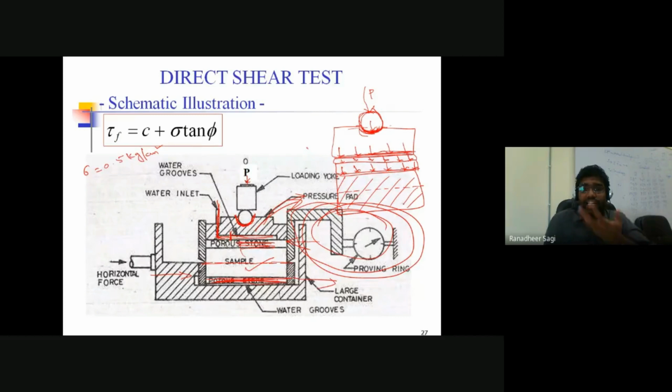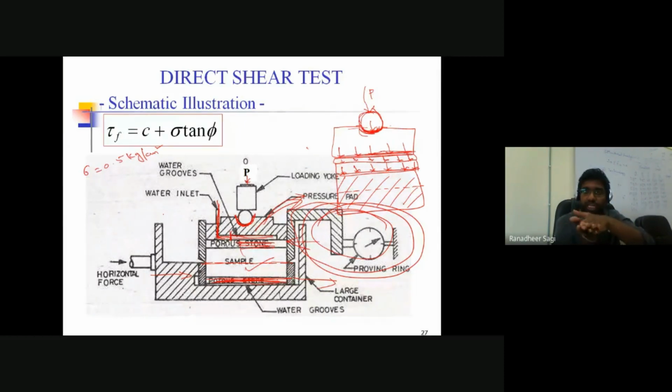How much reaction is offered by that reaction frame on the top split half portion of the direct shear box is what we consider as the force applied tangential to the surface of contact of the top split half portion of the soil with the bottom split half portion of the soil, about which shearing is happening between the soil grains. So once I know how much force is being resisted at this surface of shearing between the soil in the top split half portion and the soil in the bottom split half portion.